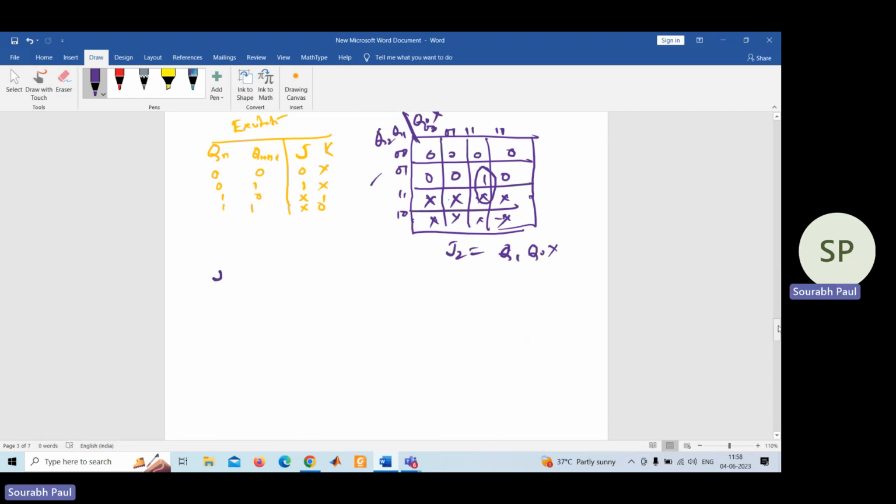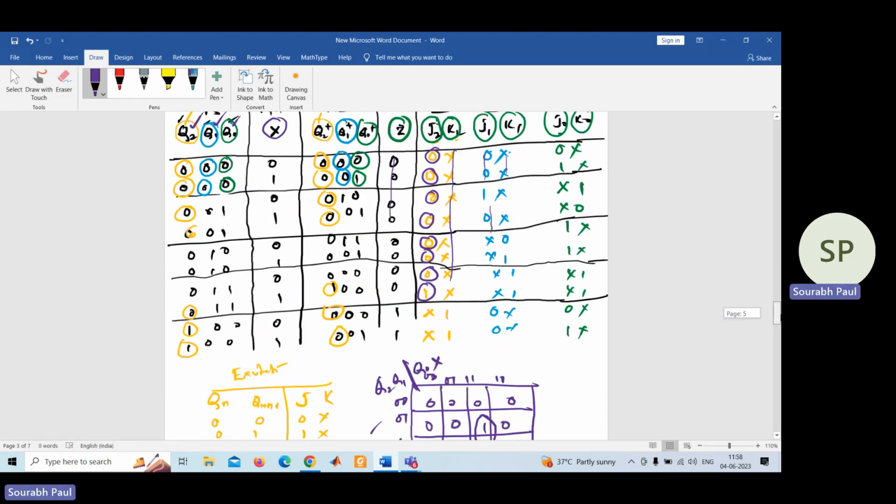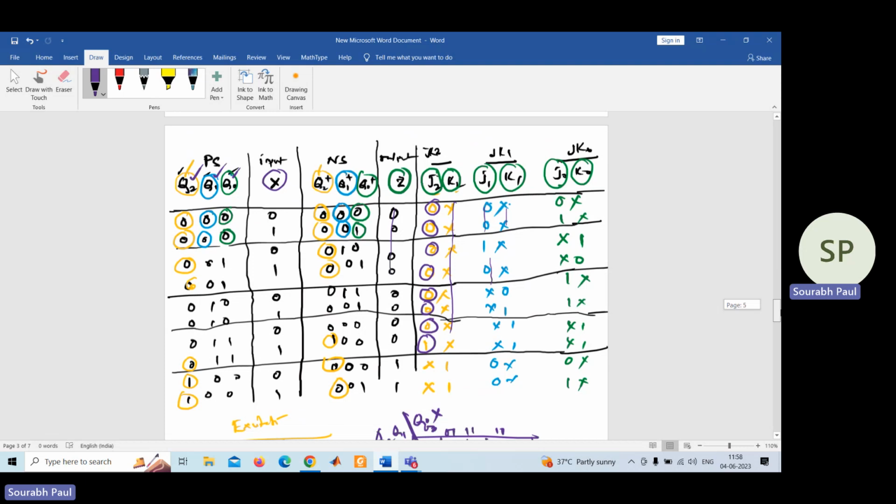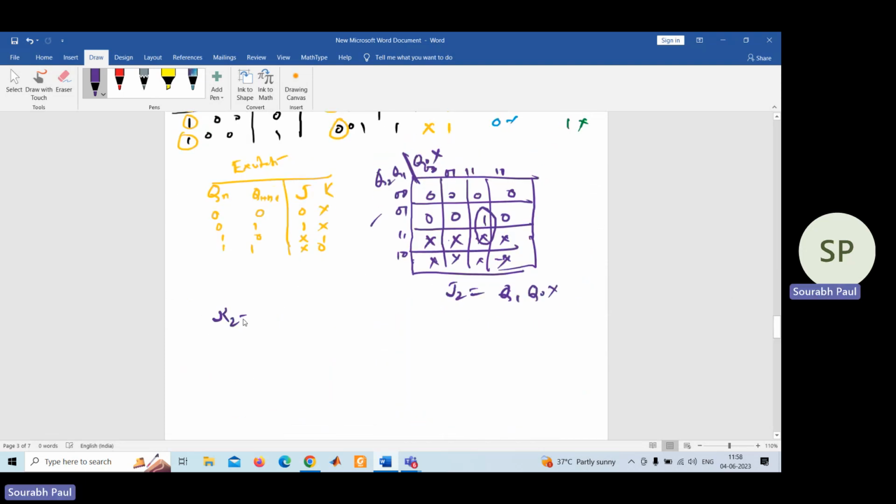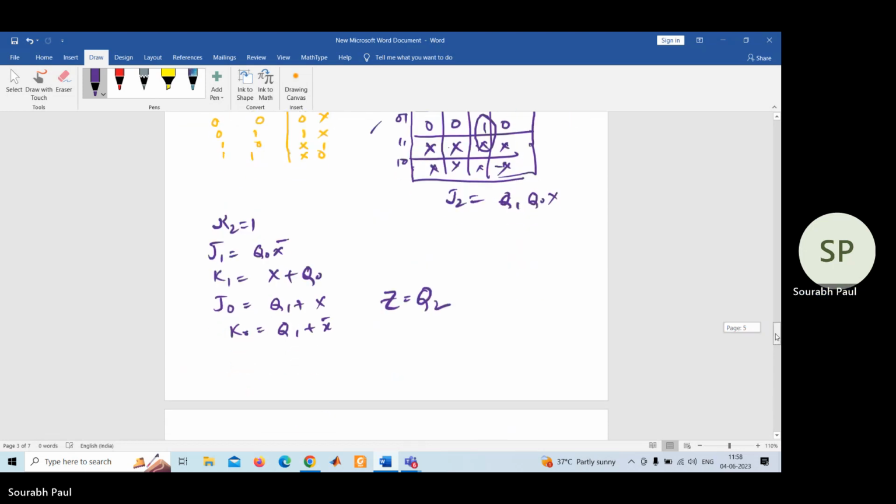So this one was for J2, no? Okay. So we can do this for K2. The K2 expression will become 1. Then J1 will come as Q0 X bar. Then K1 will be X plus Q0. You can verify this result. J0 is Q1 plus X. And K0 is Q1 plus X bar. And Z value will come as Q2. Okay. Now we got all the expressions.